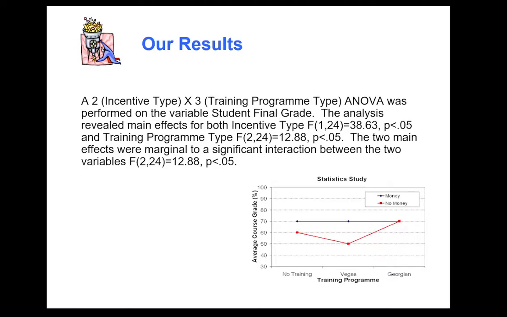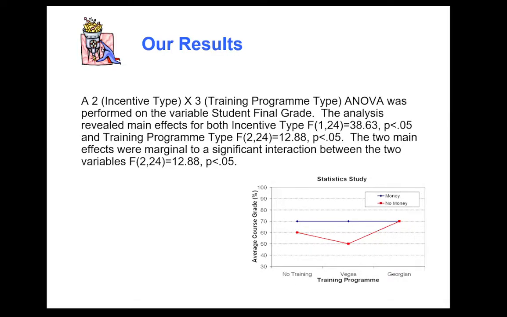A 2 incentive type by 3 training program type analysis of variance was performed on the variable student final grade being my dependent measure. The analysis revealed main effects for both incentive type and training program type. The 2 main effects were marginal to a significant interaction between the 2 variables. Once I'm using the word here marginal, which is the go-to term.